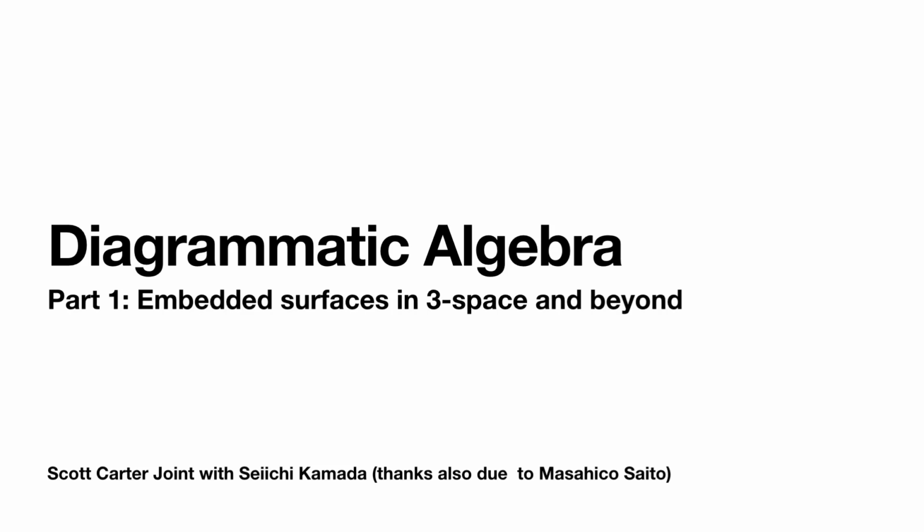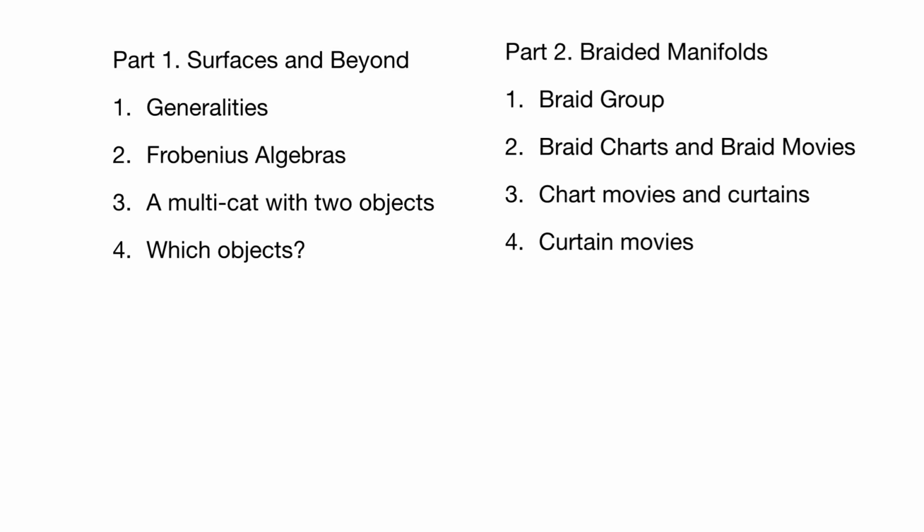The first part of this talk is going to talk about roughly chapters 6 and 7 of the book, and a little bit of some earlier chapters. It's about embedded surfaces in free space. So we're going to talk about surfaces, do some generalities on linear algebras, discuss Frobenius algebras for a short time, and then study a multi-category that has two objects, has arrows between the objects, and then arrows among the arrows, higher order arrows among the arrows. And one of the important questions will be, which objects do we want to consider?